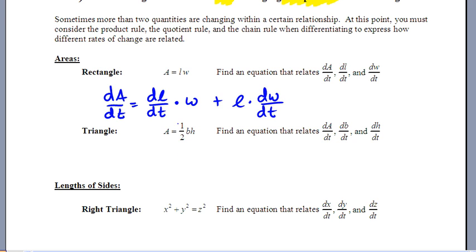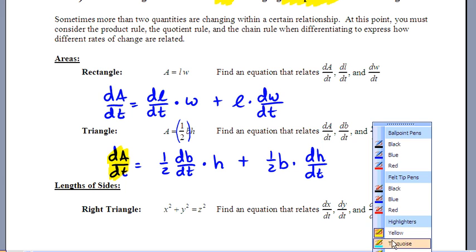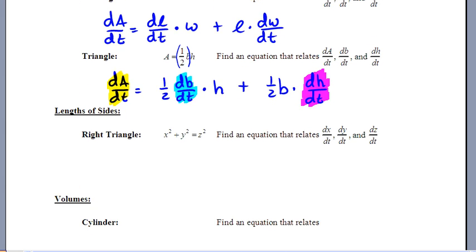What about a triangle? Well, it's got a 1/2 in there, but I can just group that 1/2 with the b, no big deal. Then dA/dt is equal to 1/2 times dB/dt multiplied by h, plus 1/2 b multiplied by dH/dt. And what I've got now are ties between this rate and this rate and this rate, 3 different rates going on in this story, and I can see how they're all tied together.